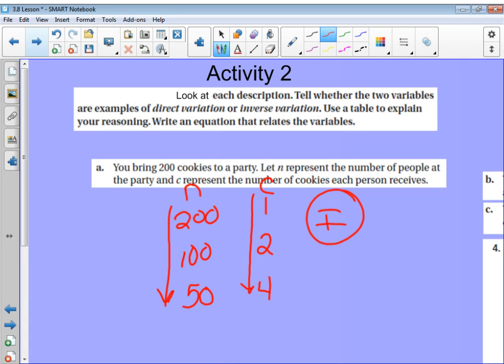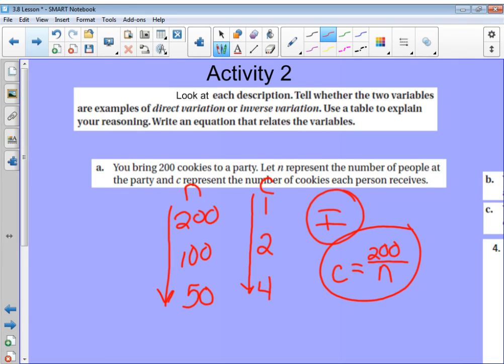So our equation, well, is going to have 200 involved because that's the original number of cookies that we had. So our cookies per person is going to be equal to 200, because that's how many cookies we have, divided by the number of people. So this would be an equation that we could go through and actually use. So we could substitute any number in for n.